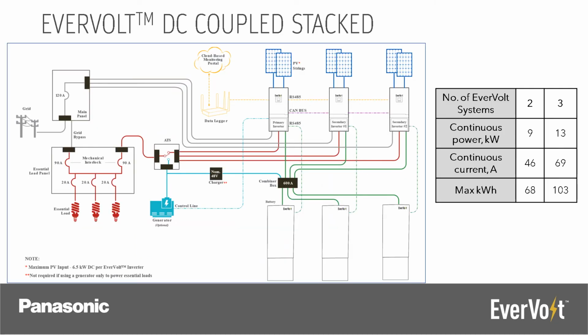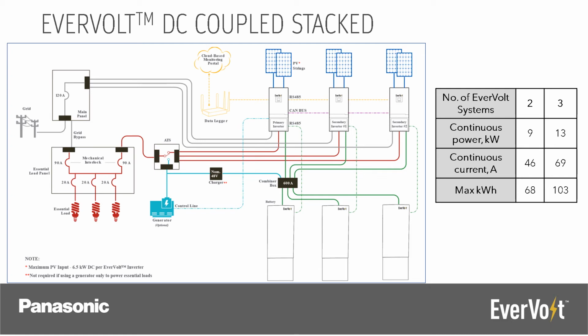This is a simplified wiring diagram for a system where we are stacking 3 Evervolt systems together. You can see that the inverters each are tied into a 600 amp combiner box, which then goes to the battery cabinets. The reason that the 600 amp combiner box is there is because all of these batteries are installed in parallel, so we want to ensure that they're charging and discharging at the same levels simultaneously.